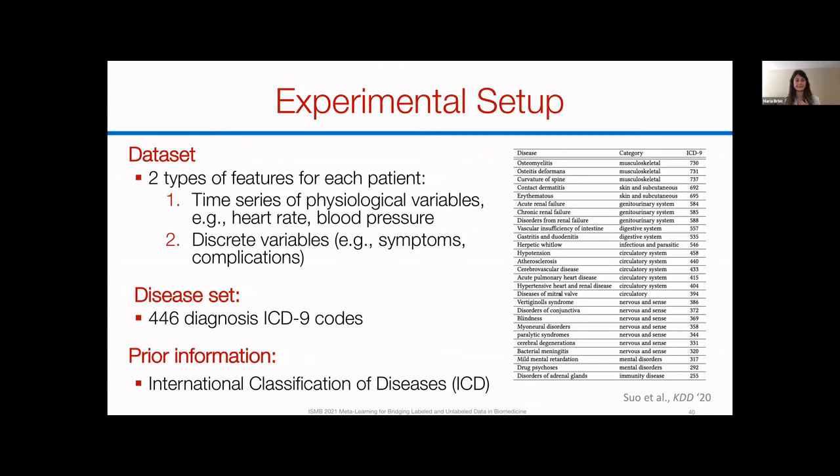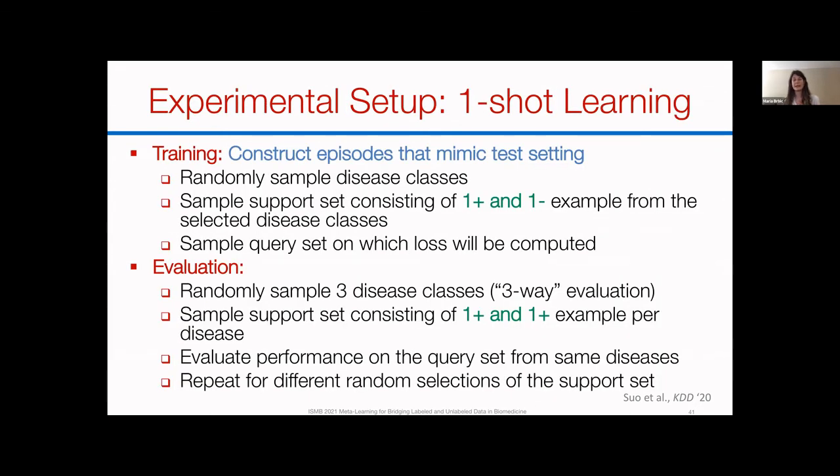So the experimental setup is similar to the already considered applications, but it's good to do a recap. First, disease classes will be randomly sampled to define a task in each episode. Then given a task, we will sample a disjoint support and query set. In the case of one-shot learning, the support set consists of one positive and one negative example per class, and the query set is used to compute the loss and update parameters. Then during model evaluation or testing, the model is evaluated in the three-way setting, which means we will sample 3 random disease classes, and then we sample the support set, again consisting of one positive and one negative example per disease class, and then the performance is evaluated on the query set, which comes from the same set of disease classes as the support set.